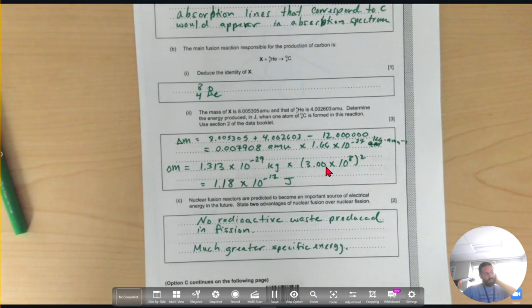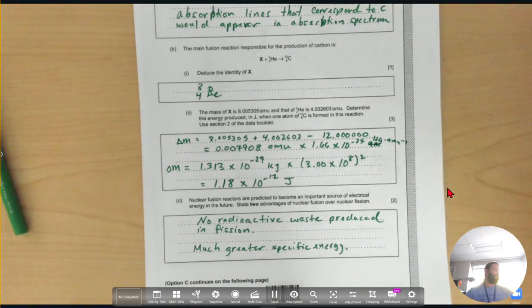Now, when they multiplied by the speed of light in the mark scheme, they reported the answer to 3 sig figs. I think they're counting the sig figs in the speed of light. It is a constant, but it's not a universal constant, right? The 3 times 10 to the 8th meters per second is a constant in a vacuum. Light changes speed when it goes through different media. So I think that's why they added those for the sig figs, but whatever.